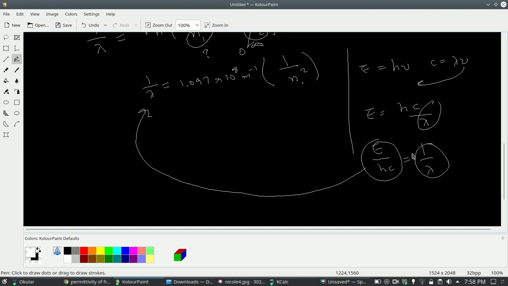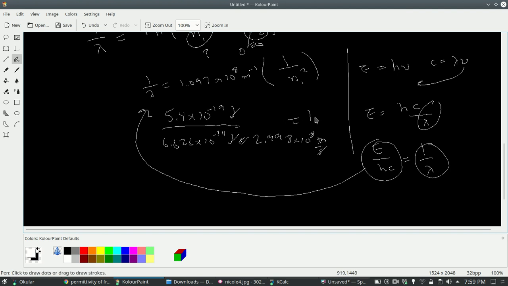So the E here is 5.4 times 10 to the minus 19 joules over h. I'm using joules here. And c is the speed of light in meters per second. So seconds cancel, joules cancel, and I just have 1 over meters now. And that equals 1.097 times 10 to the 8th, 1 over meters.